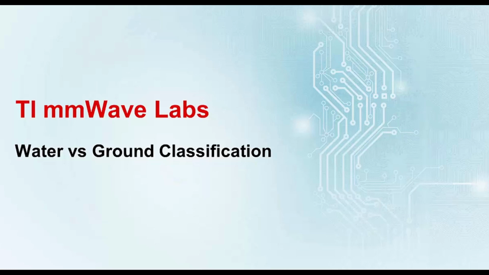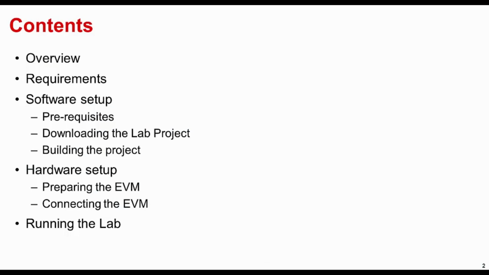Hello. In this video, we take a look at the water versus ground classification mmWave lab and describe the procedure to download, build, and run the Code Composer Studio project provided with it. We'll start with a brief overview of the water versus ground classification lab, go through the hardware and software requirements, and the process for downloading and building the source code provided with this lab. We then describe how to load and run the program on the EVM and use the associated GUI to get the results.